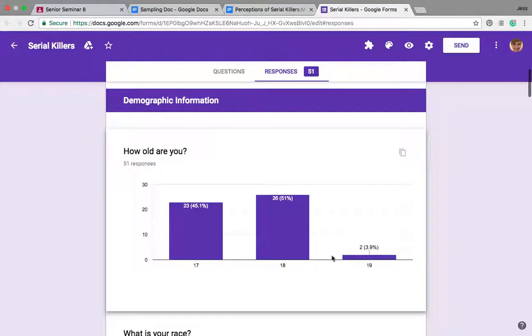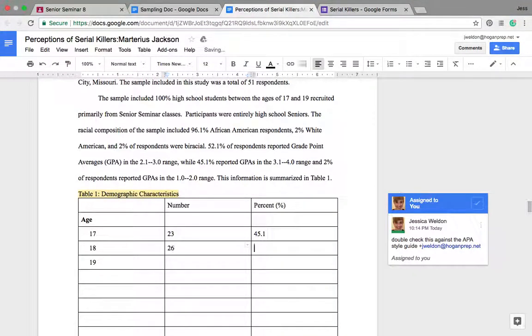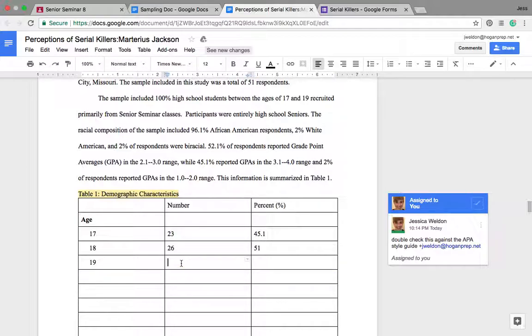I'm going to keep doing the same thing. So 26 of these people are 18, and that's 51% of respondents. So 26, 51. This one, 19, 2 of them are 19, and that's 3.9%.